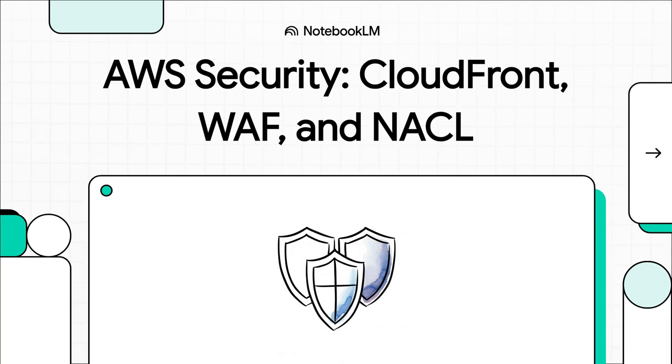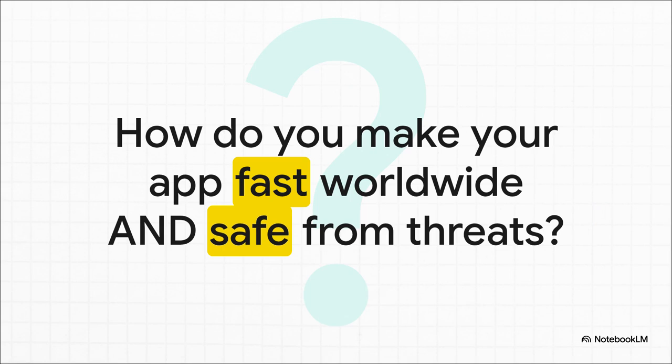All right, welcome. Today, we're jumping straight into AWS security at the edge. We're going to demystify three really important services, CloudFront, WAF, and NACL, that are all about making your applications fast and safe. So how do they actually work? And more importantly, which one should you be using? Let's get into it.